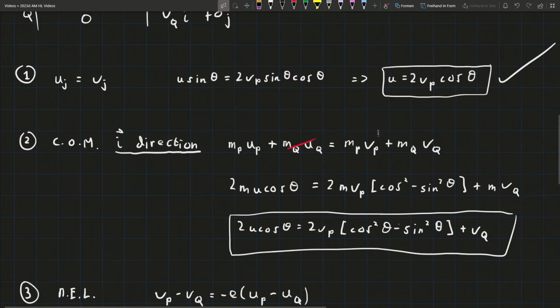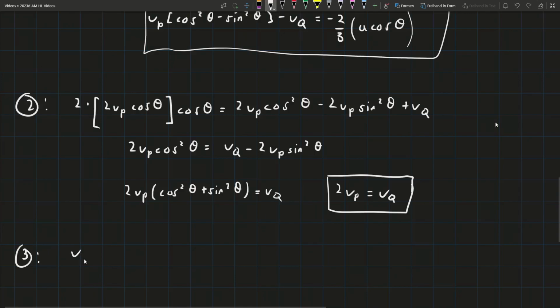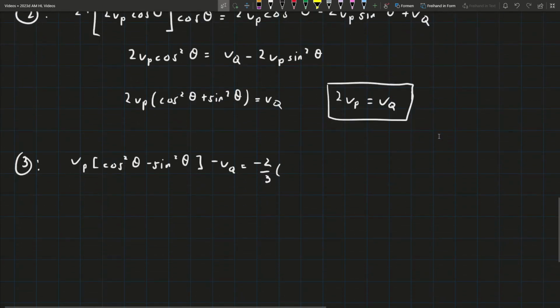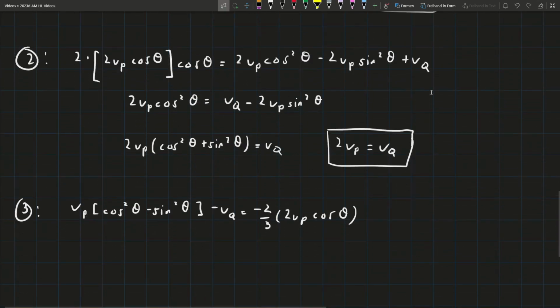So we'll do this in steps, I suppose. First of all, we'll replace the u with 2Vp cos theta. So now we're going to look at equation 3, and we'll leave the Vp for now. We'll have Vp times cos squared theta minus sine squared theta minus Vq equals minus 2/3 times, and instead of u, I'm going to write 2Vp cos theta, and then that's times cos theta as well.